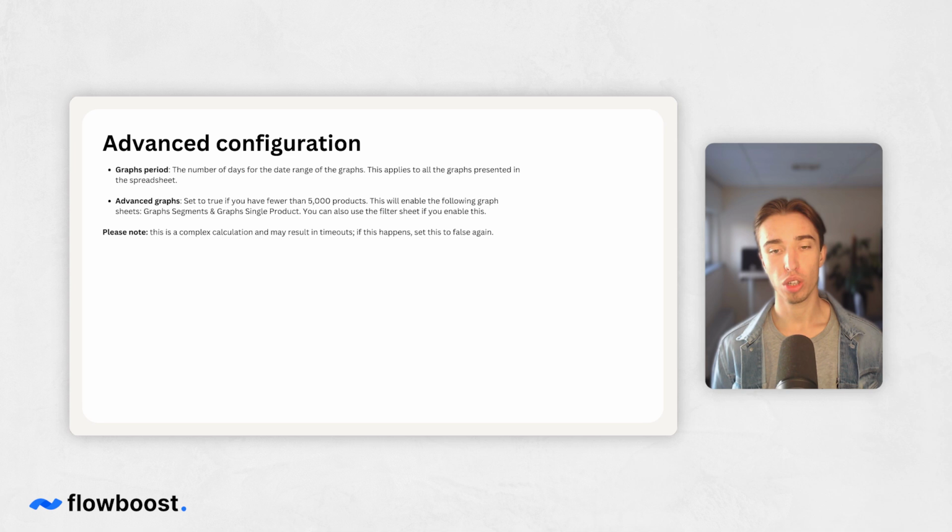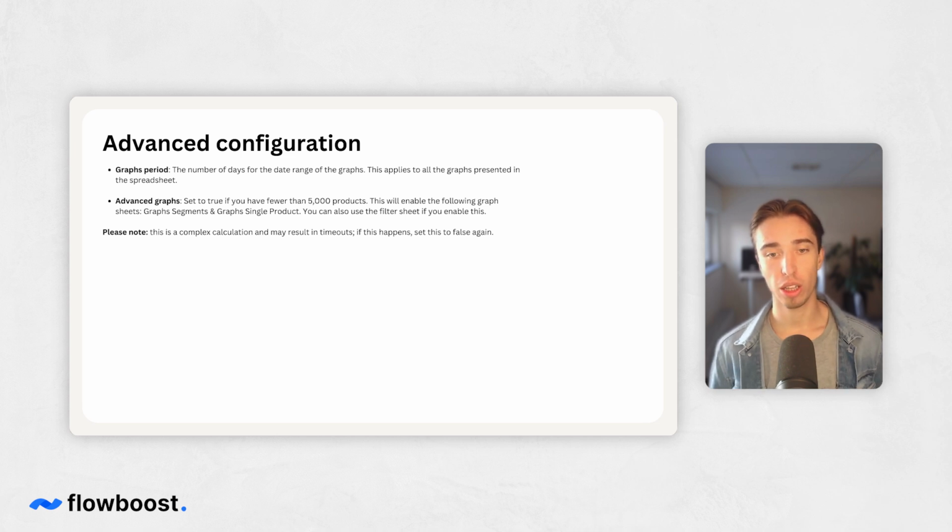Then we have the advanced configuration. If you're going to use the graphs in the spreadsheet, you can change the days it shows. So with the graphs period, you can set it instead of 30 days to a range of 60, 90, or a year. And you can change it by setting the number of days.